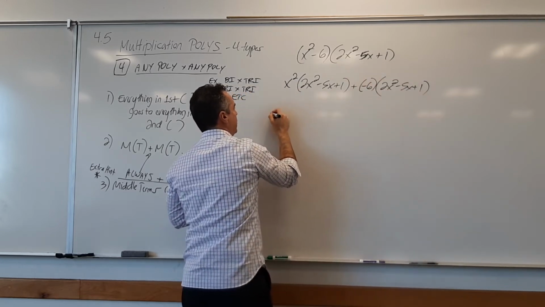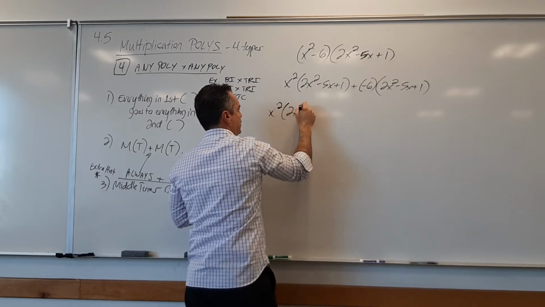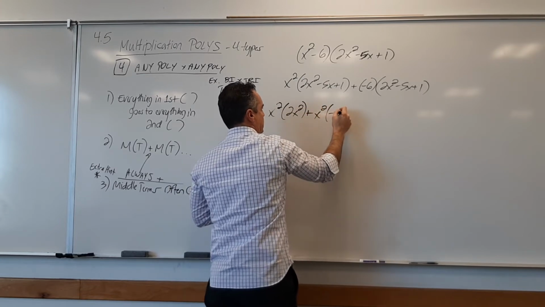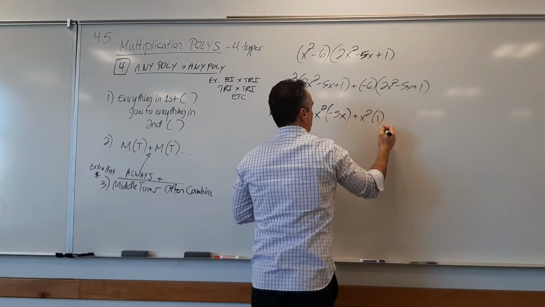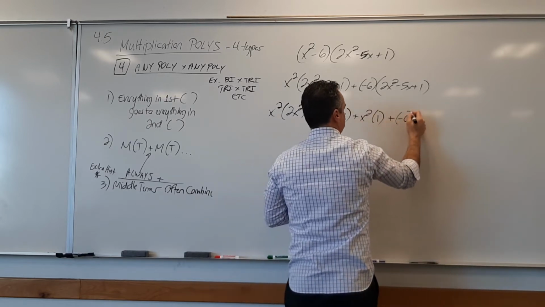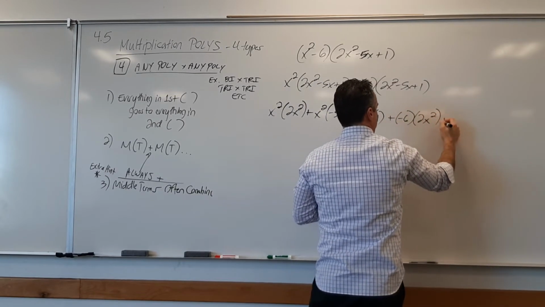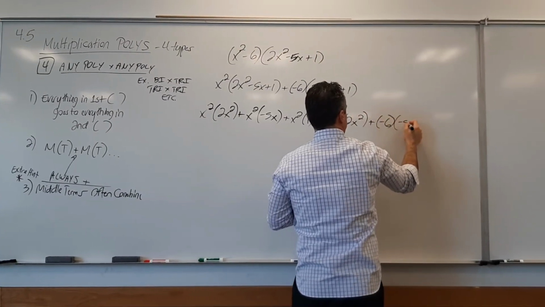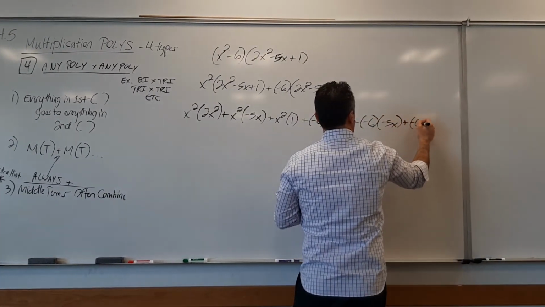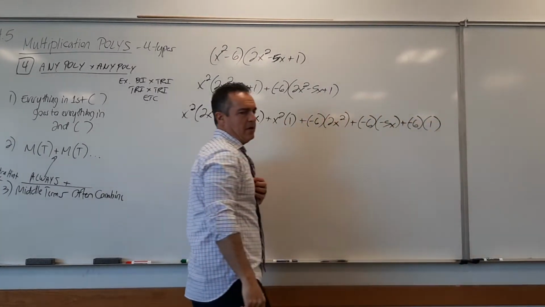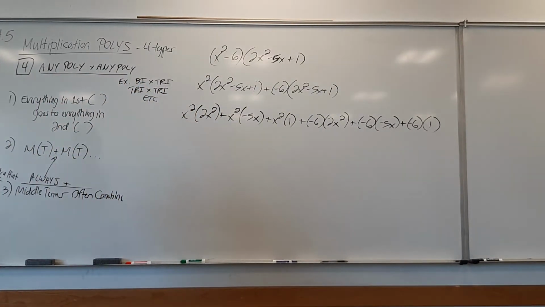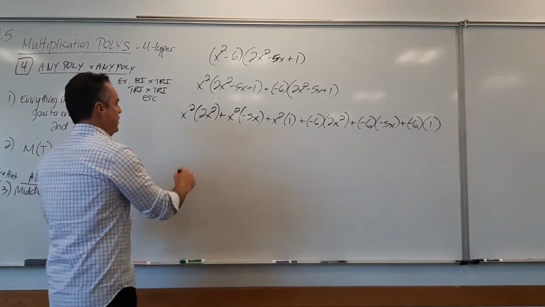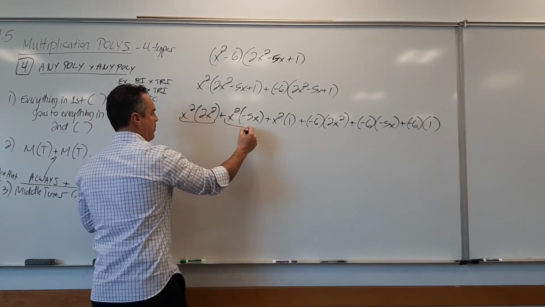You'll end up here with x squared times 2x squared plus x squared times negative 5x plus x squared times 1. Over here we'll have plus negative 6 times 2x squared plus negative 6 times negative 5x plus negative 6 times 1. If you ever see me make a mistake, Alex, catch me, okay? Keep an eye on it, yeah. Notice, again, a mono times a mono. A mono times a mono.